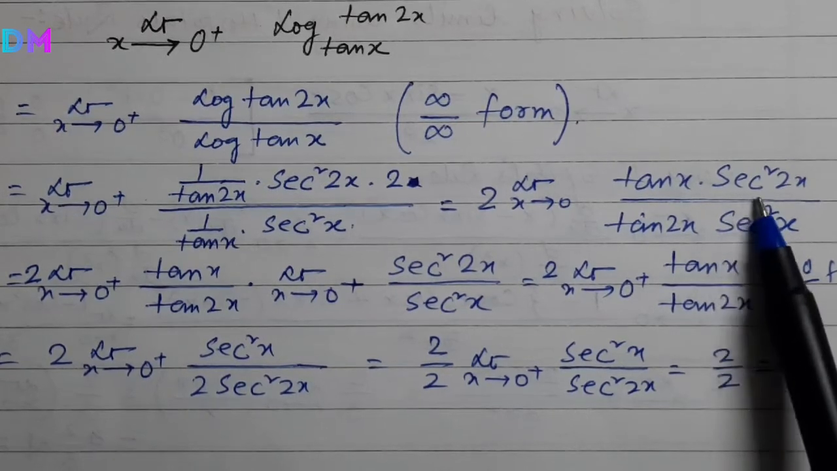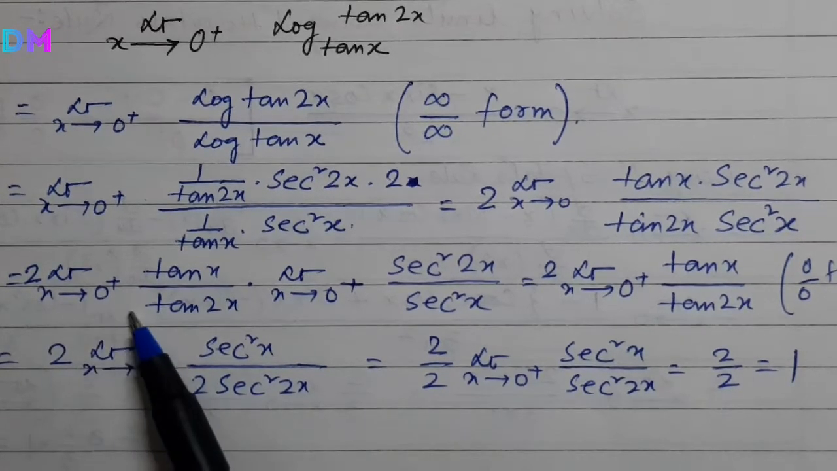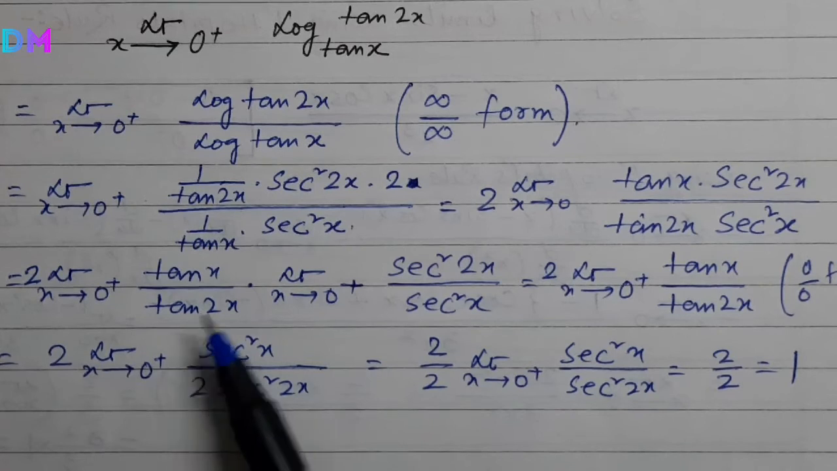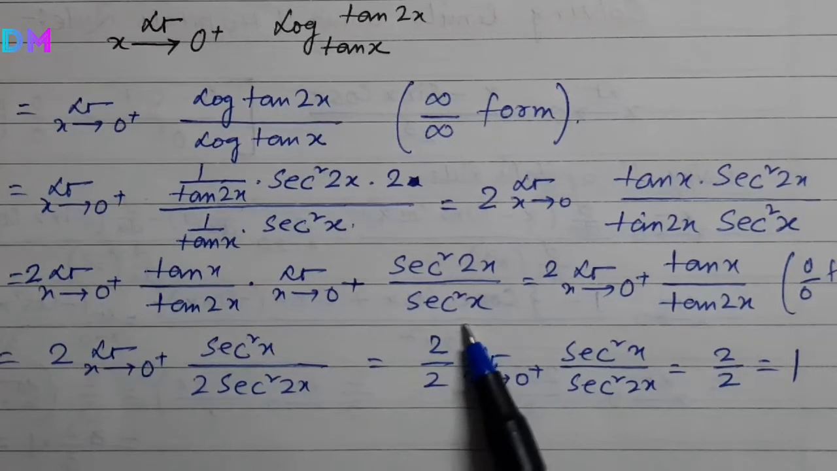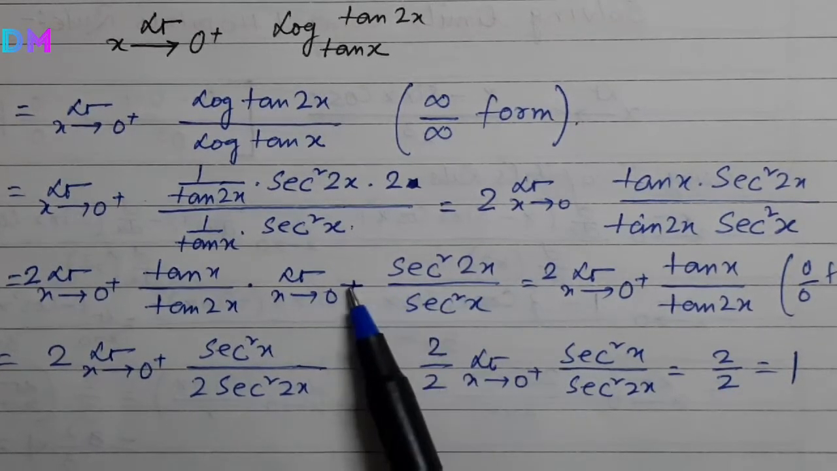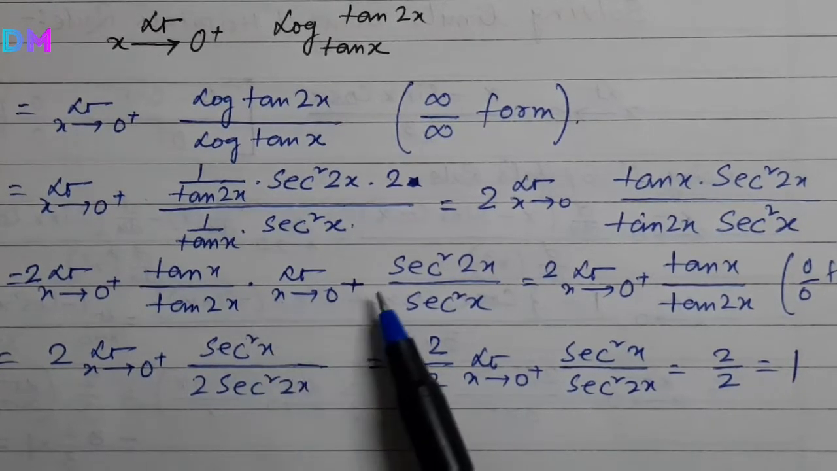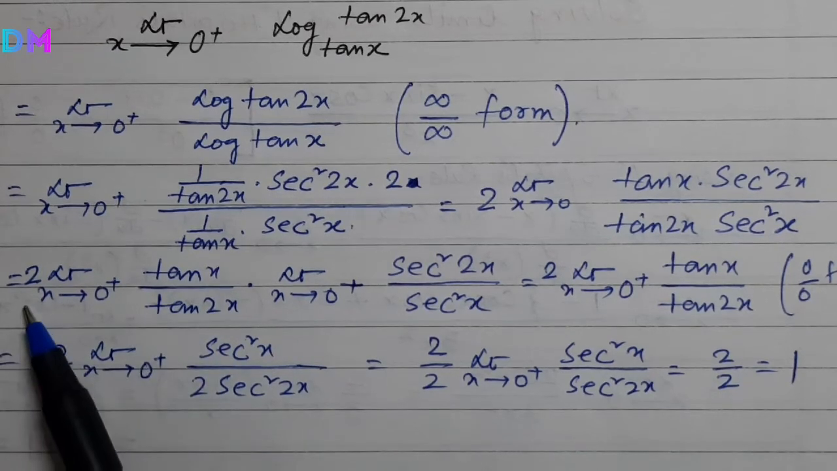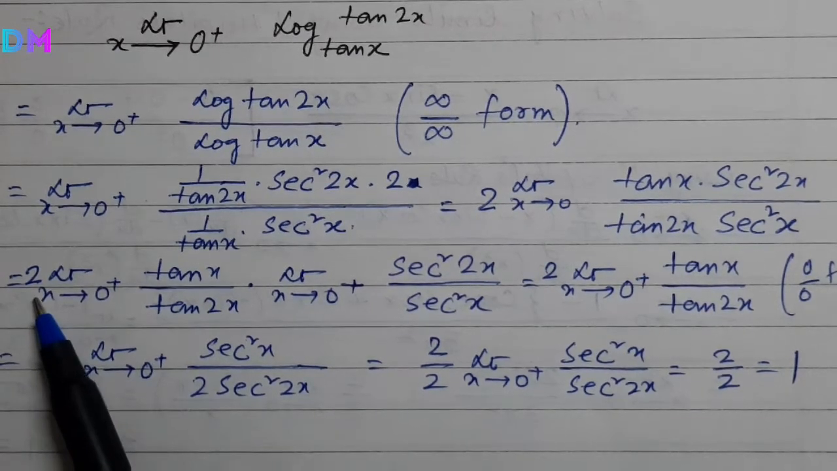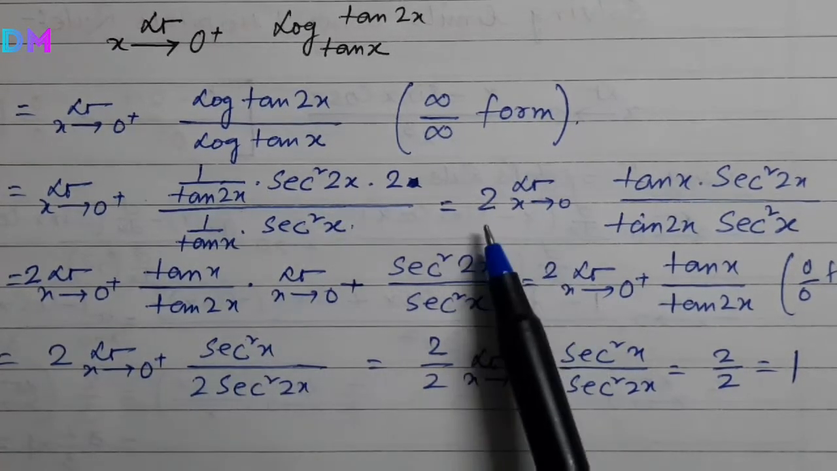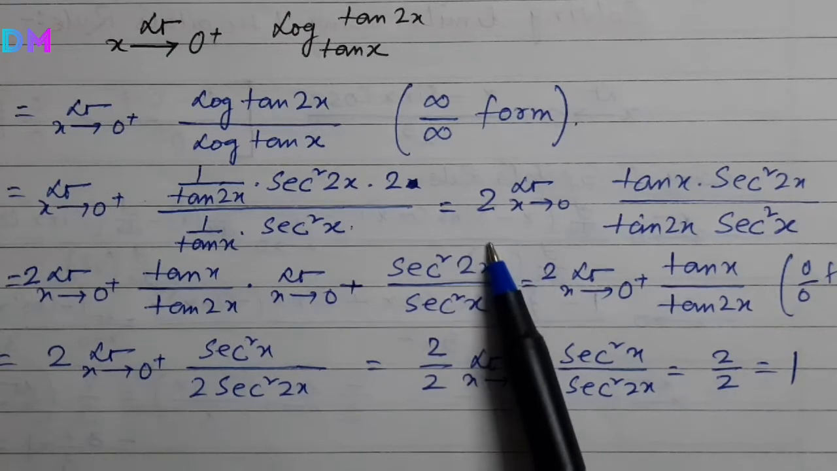So better not to involve these two functions. So we will write 2 into limit x tends to 0 plus tan x by tan 2x into limit x tends to 0 plus secant square 2x by secant square x. So I am not involving this limit in the L'Hopital's rule, otherwise it will make unnecessarily big differentiation. So don't forget to write this 2, because when I was solving this question I forgot to write this 2. It happens that if there is any 2 outside the limit, generally we forget to write this constant.